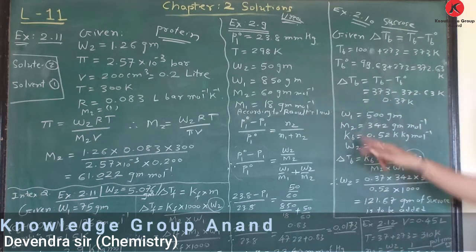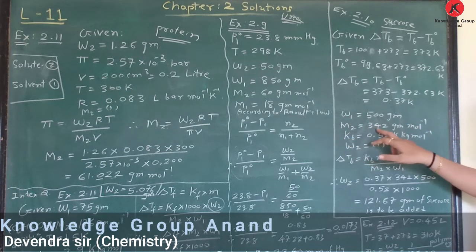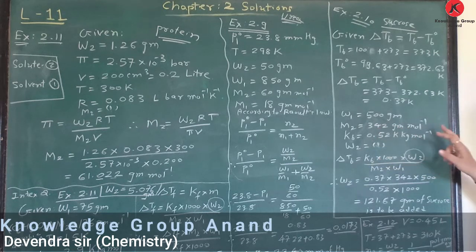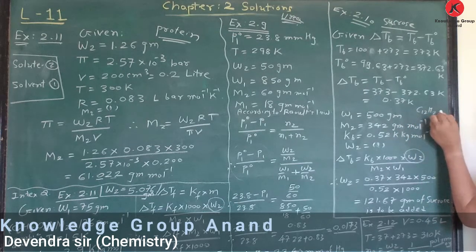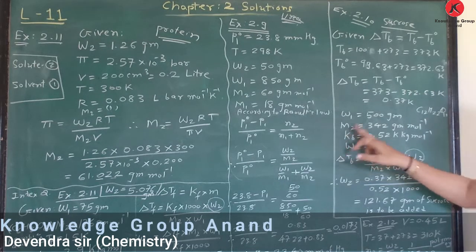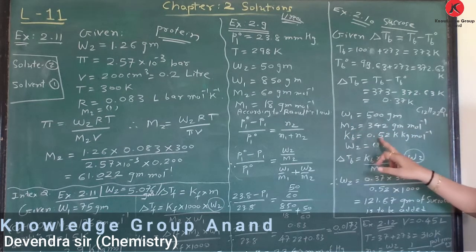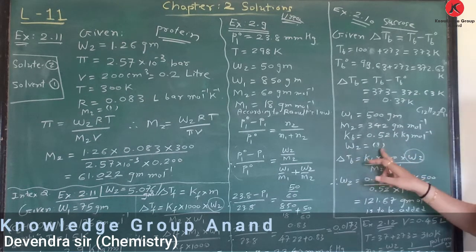Here which thing is given? W1 stands for solvent. So W1 is equal to 500 gram. M2 is equal to 342 grams per mole, and that is nothing but the molecular mass of C12H22O11. Remember this formula, C12H22O11. So this particular formula you remember, or it is given in your question paper. M2 is equal to 342 grams per mole. Kb is equal to 0.52 Kelvin kilogram per mole. Remember this unit also.